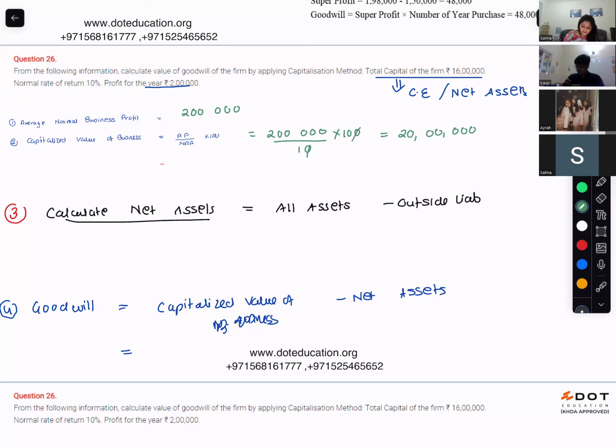Yes, ma'am. Now calculate net assets. How do you calculate net assets? All assets minus outside liabilities. But this is already given to us. So this is 16 lakh.